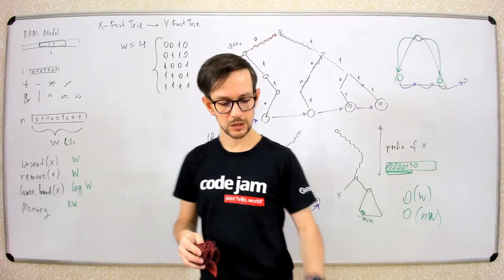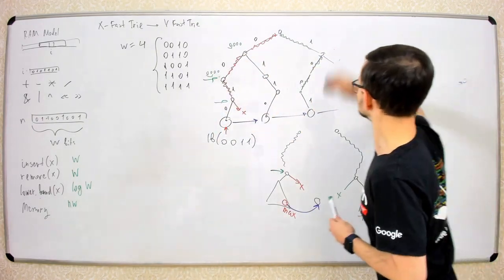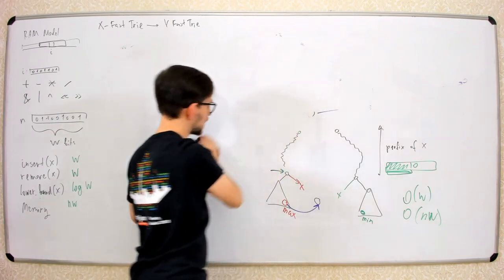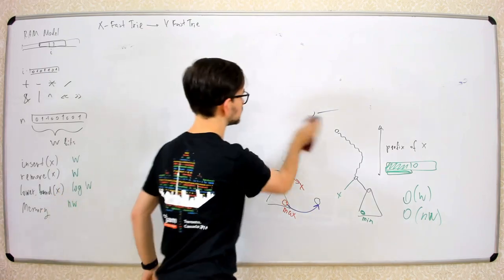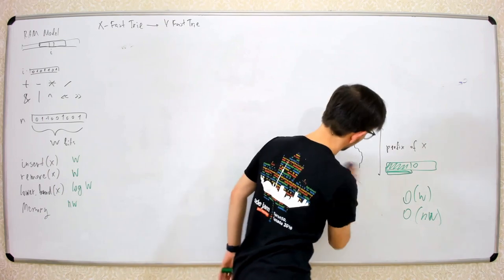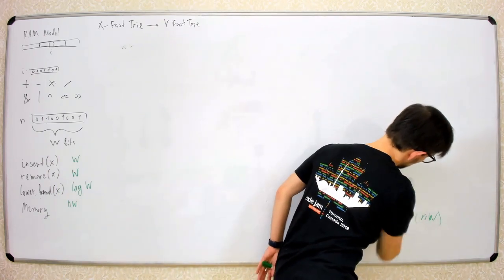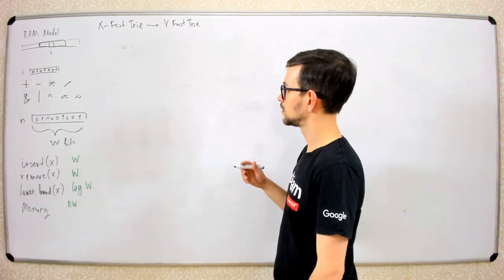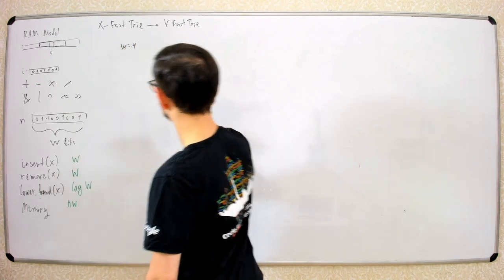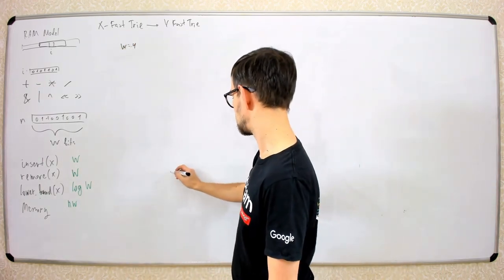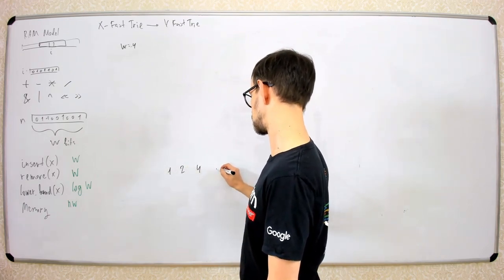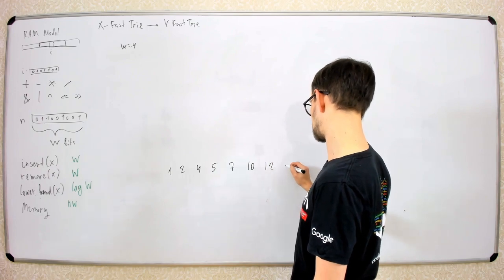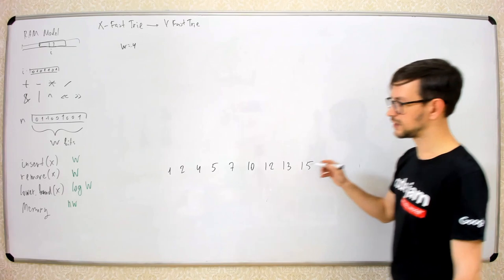What will we do? We'll have all of the integers we need, and we'll split all these integers into groups. Okay, we need a bigger example, so let's have 10 to the power of 4. Okay, 4 should be enough. Let's have some more integers here: 1, 2, 4, 5, 7, 10, 12, 14, 15. So we have this big list of integers.